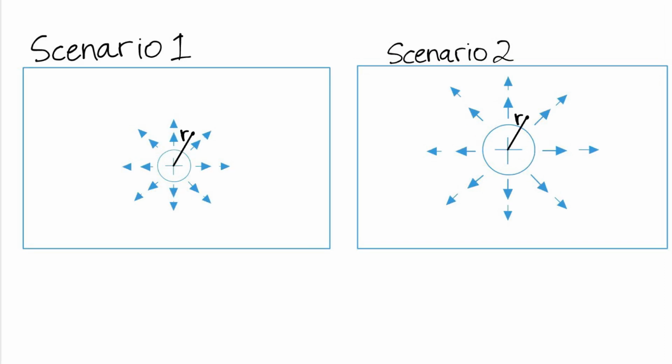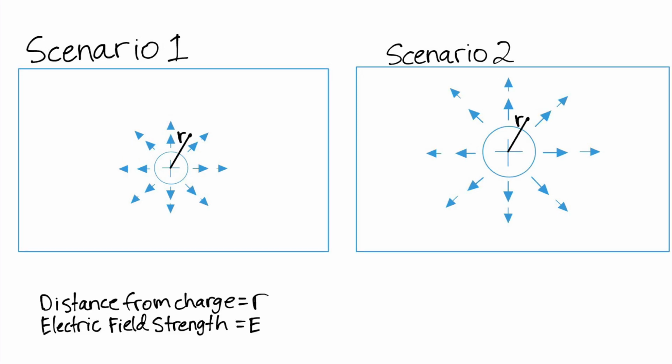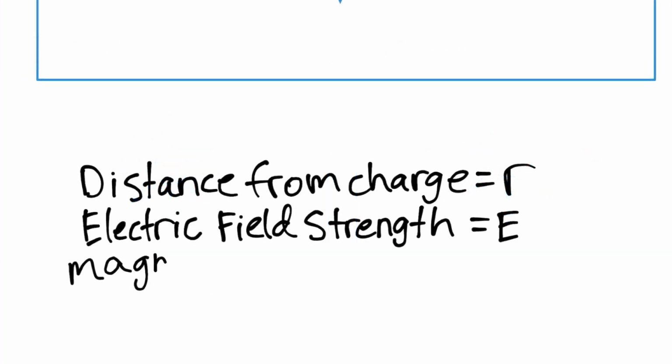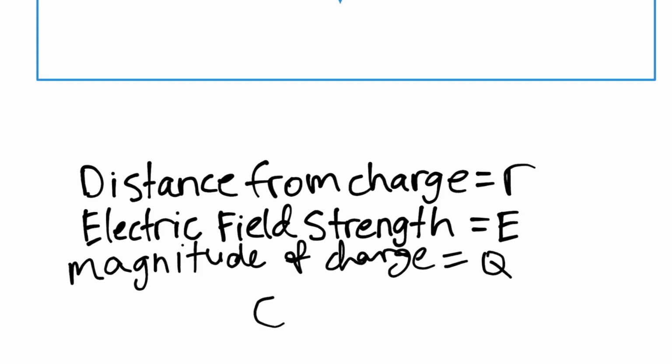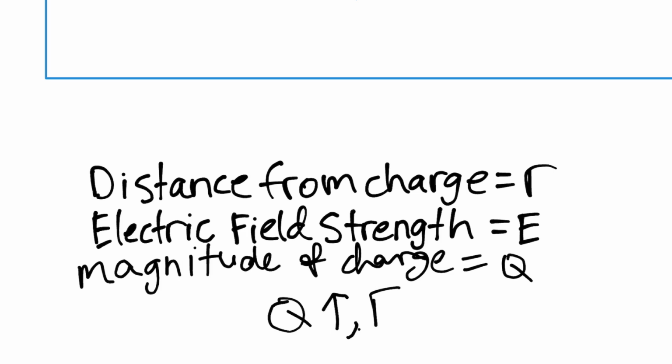If we're a distance r from both particles, we'd find that the electric field E produced by the greater positive charge is much stronger. So, we can say as the magnitude of the charge, or Q, increases, the strength of the electric field produced by that charge also increases.